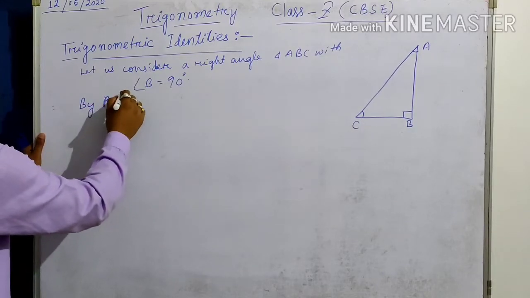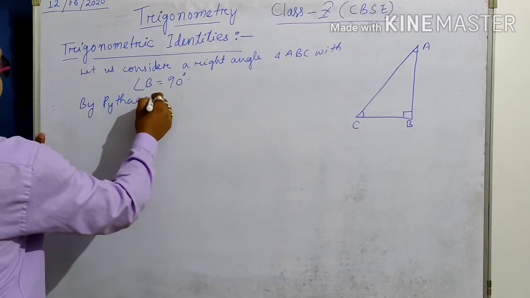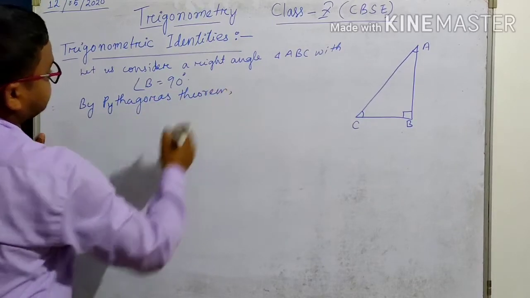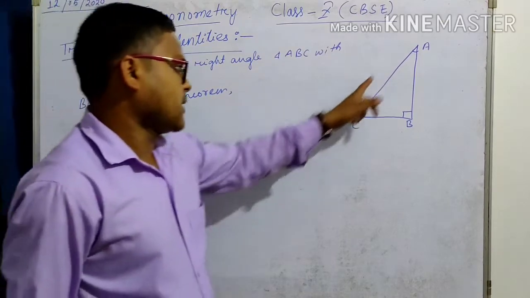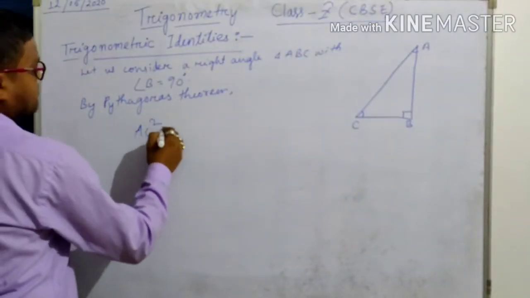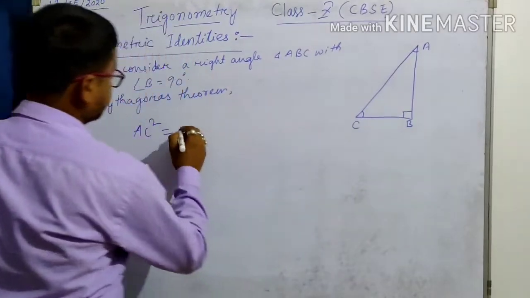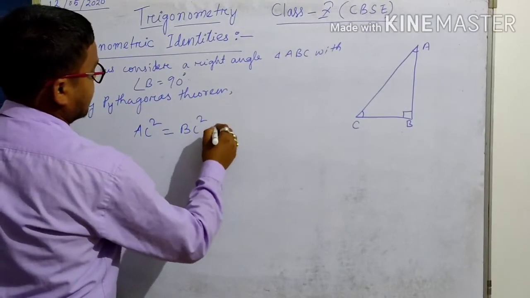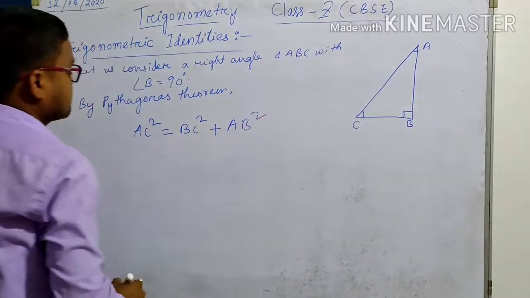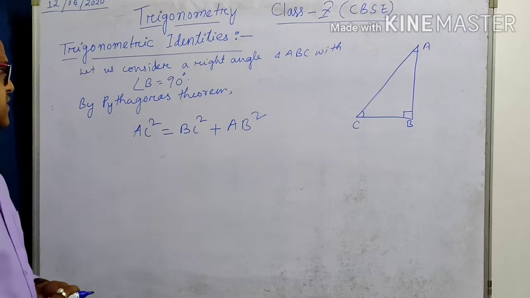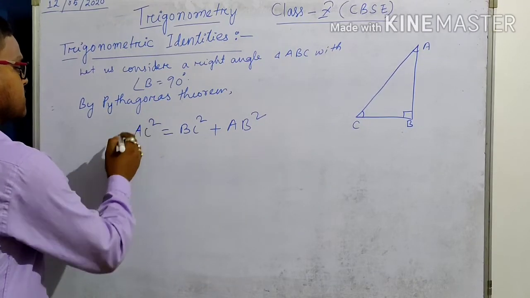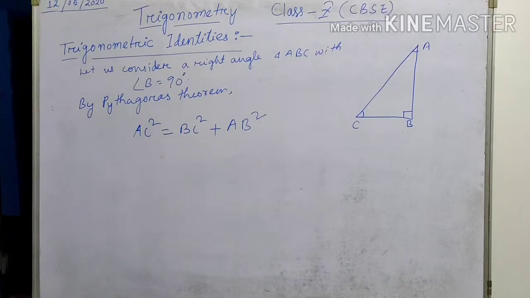Pythagoras theorem. By Pythagoras theorem, this is the hypotenuse. So hypotenuse square means AC square. Suppose this is the base, BC square, plus AB square. By Pythagoras theorem, AC square is equal to BC square plus AB square.